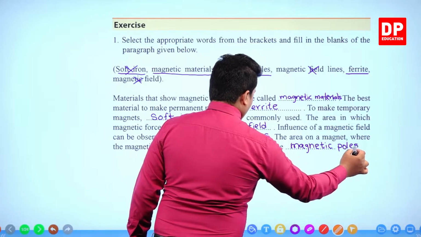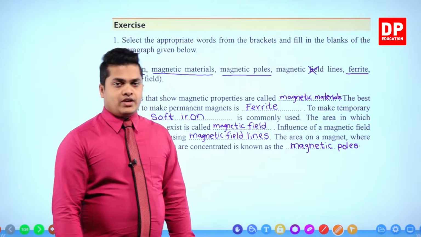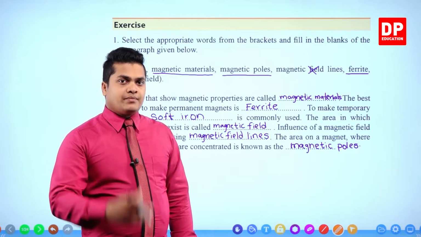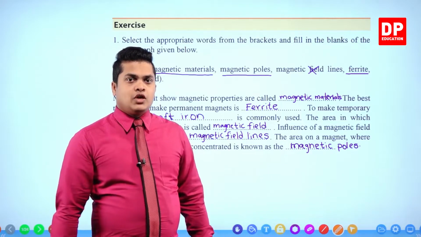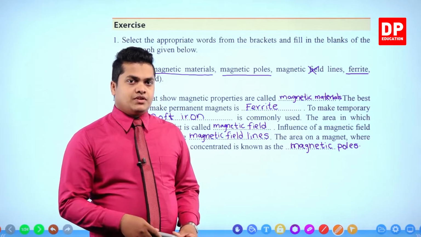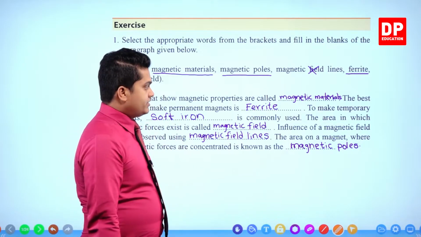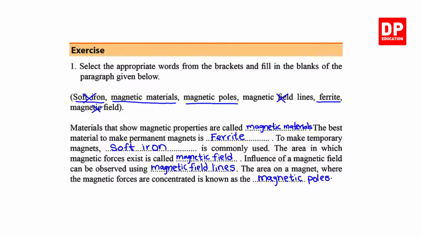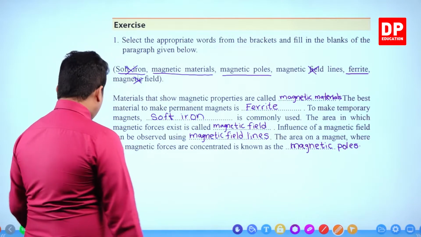On the magnetic poles, we can observe the greatest magnetic power, the greatest magnetism. The highest amount of magnetism could be observed at the magnetic poles. So these are the answers for the first question given in your textbook, right? So we'll move on to the next question.